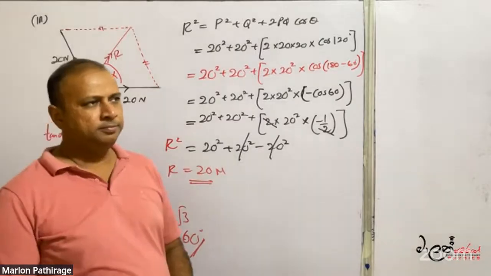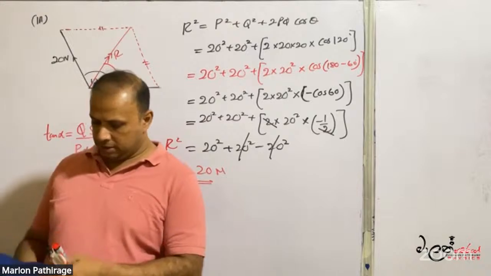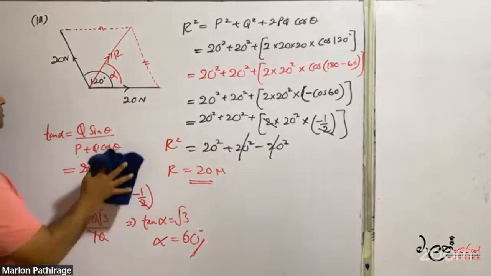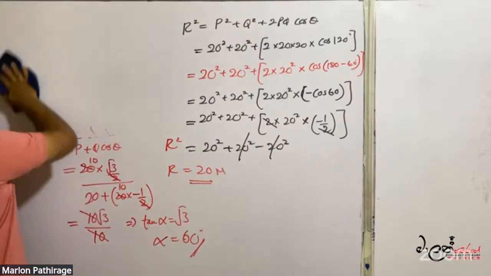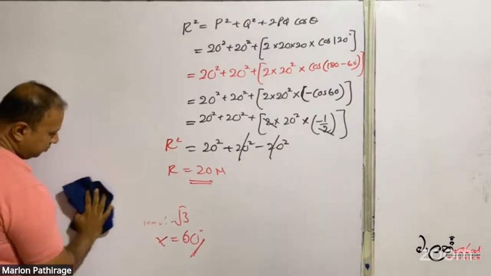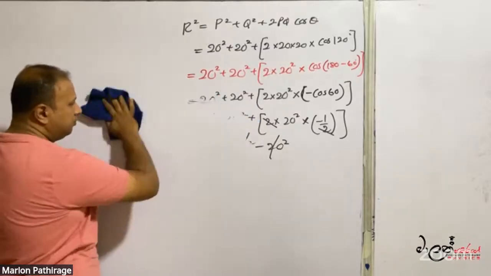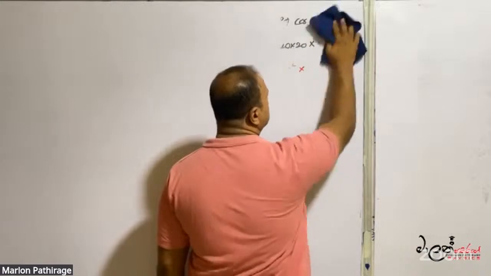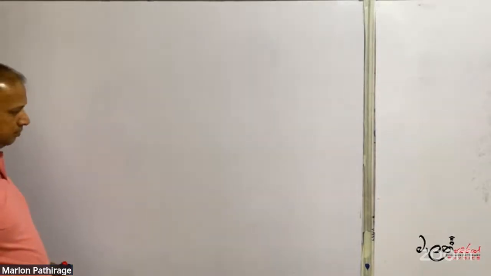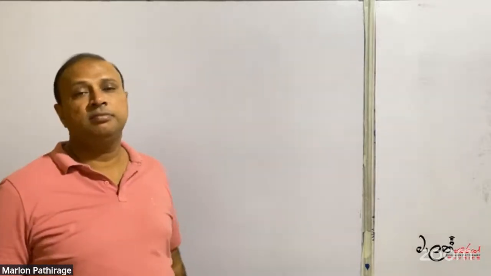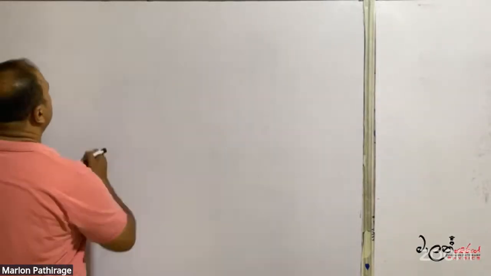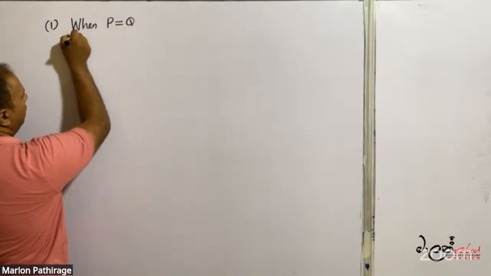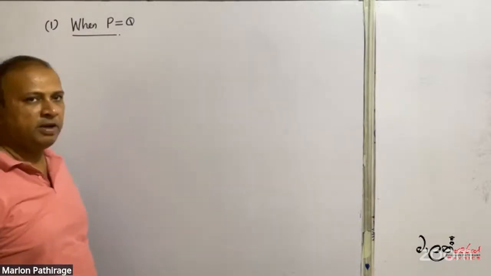Okay, then write a topic. Special cases in vector parallelogram theorem. Number one, when P equal Q.